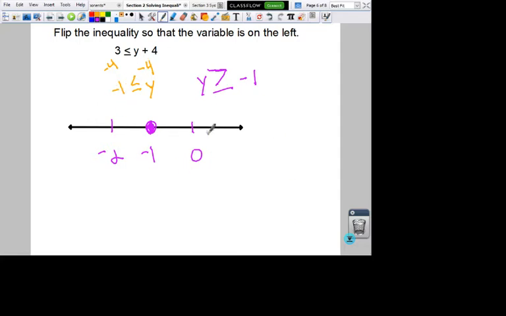You gotta be careful. If your variable is not on the left side, your arrow might go the wrong way. Lucy, do you need to exit? So my arrow is really gonna go to the right and not to the left.